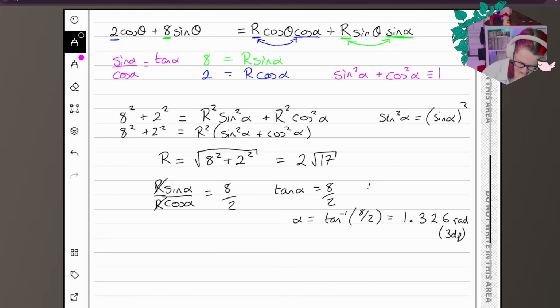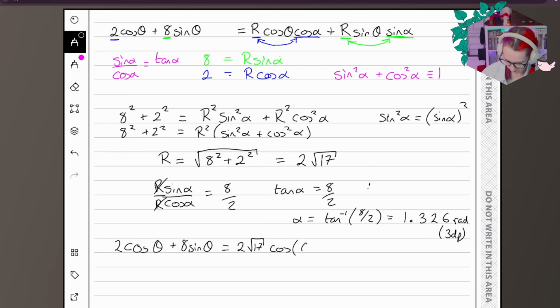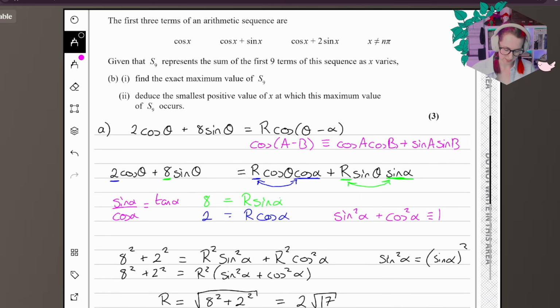So our expression, just to write it all out, 2 cos theta plus 8 sine theta is 2 root 17 cos theta minus 1.326. And that's our solution, okay? Then we have part B of this question, which seems unrelated.